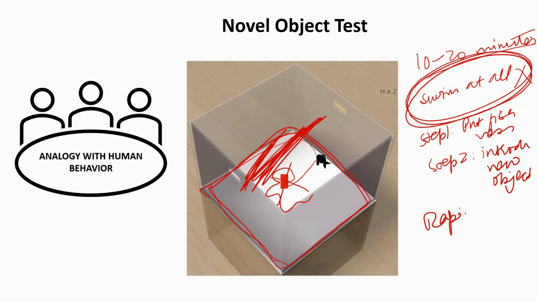Okay, so this is what I wanted to tell you. Maintain the timeline, plus introduce the new object when you have already put the fish in the vessel. Otherwise the fish will never understand it as a new object. So this is something from my own experience. I hope it helps.